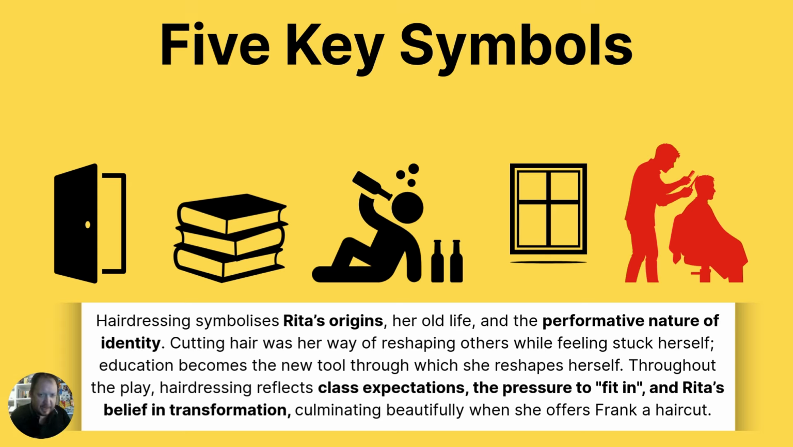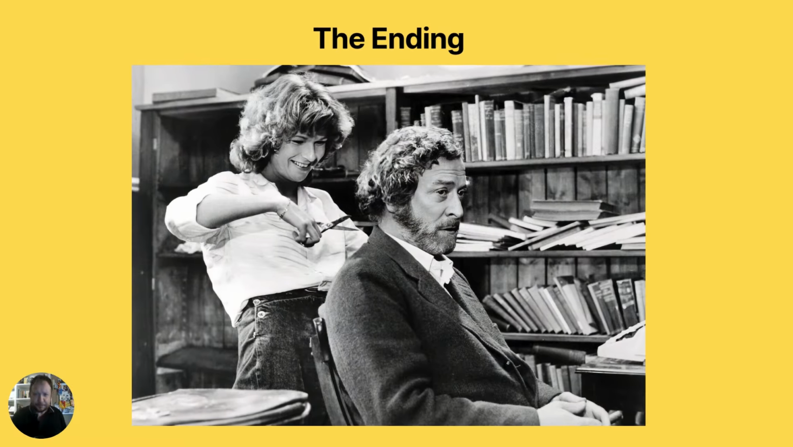And throughout the play, hairdressing reflects class expectations, the pressure to fit in, and Rita's belief in transformation. It culminates beautifully when she offers Frank a haircut. I don't want to obsess over that point, but it is ultimately what brings us to the ending now. So, six key symbols there: the door, the book, the alcohol, the window, the hairdressing, or the haircutting, loads of things to think about.